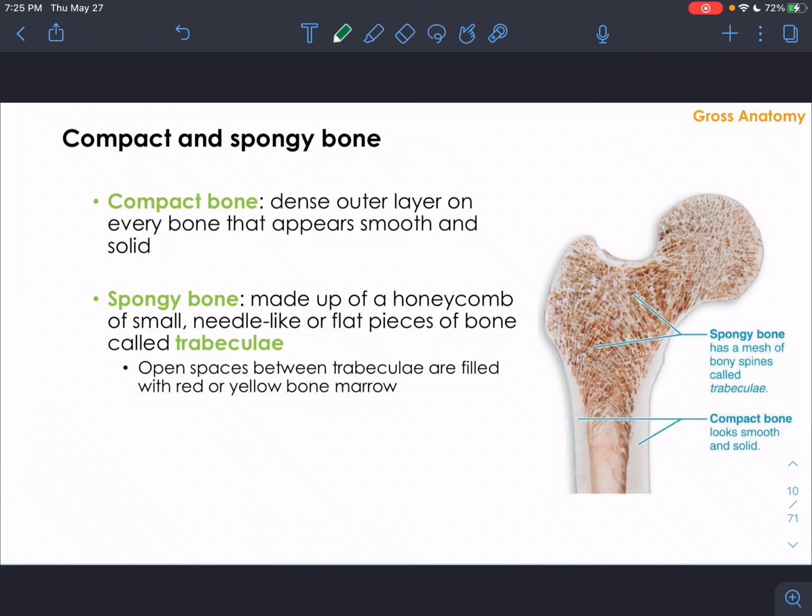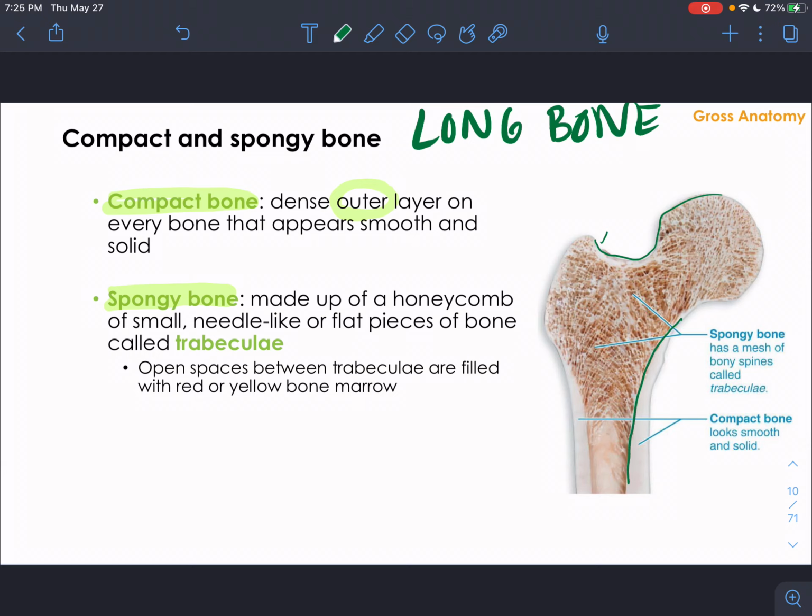Now let's look at long bones. The other gross anatomy was for short, flat, and irregular bones. Long bones have a little bit of a different structure. They're still going to have compact bone on the outside layer of the entire bone, and spongy bone on the inside. It's hard to see at the top of the bone, but you have compact bone all around the outside, and all that stuff in the middle is spongy bone.